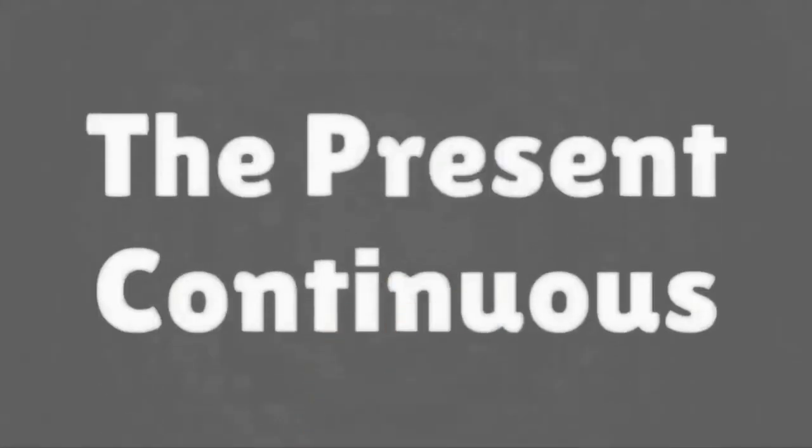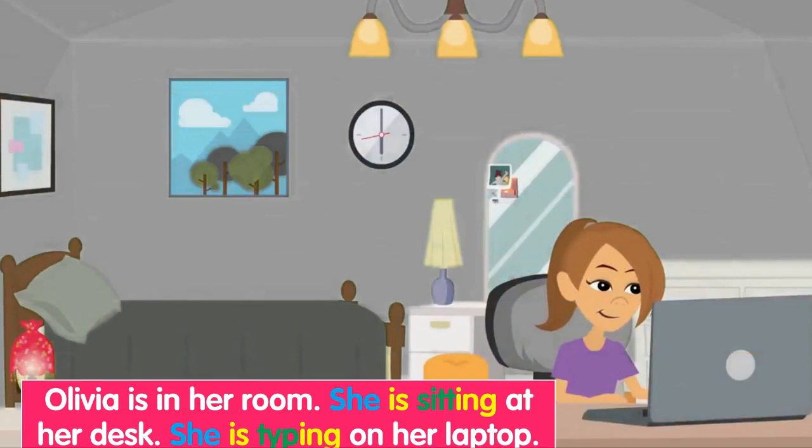The present continuous. Olivia is in her room. She is sitting at her desk. She is typing on her laptop.